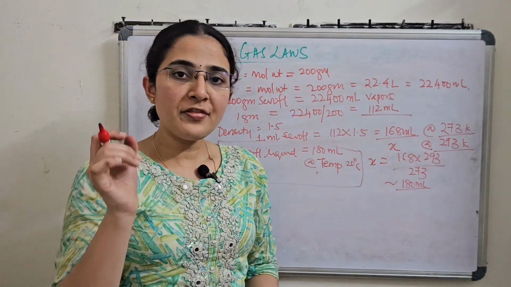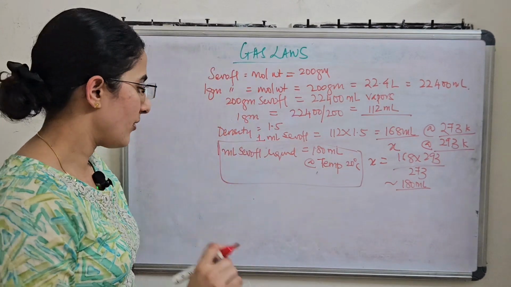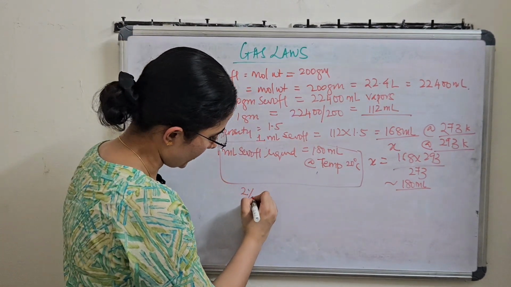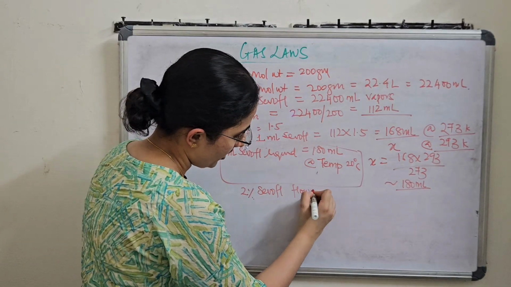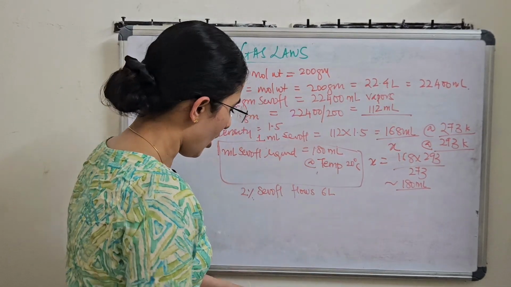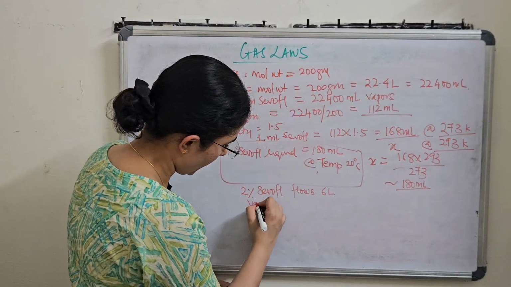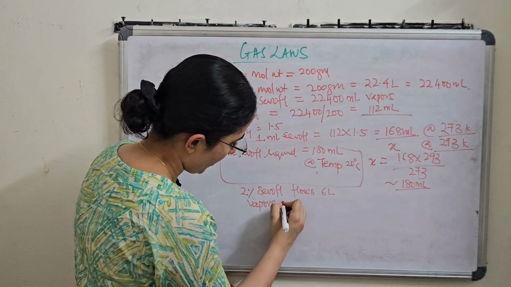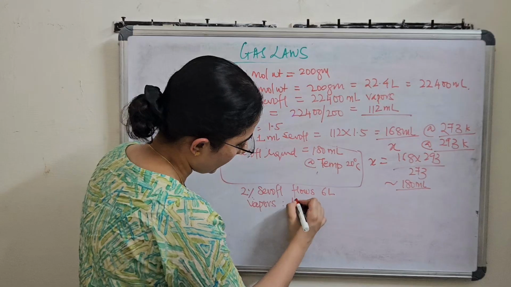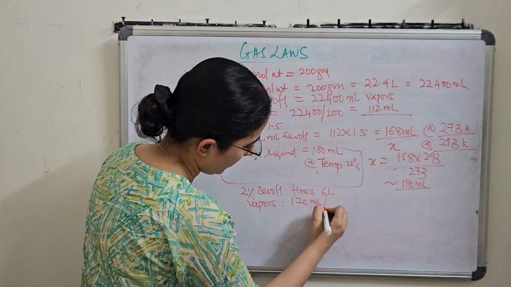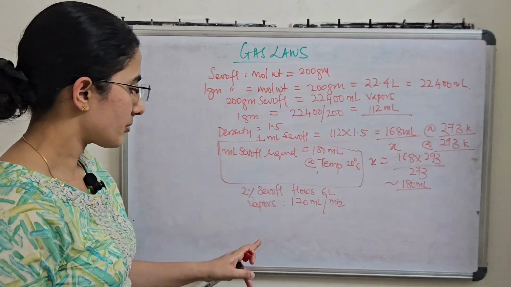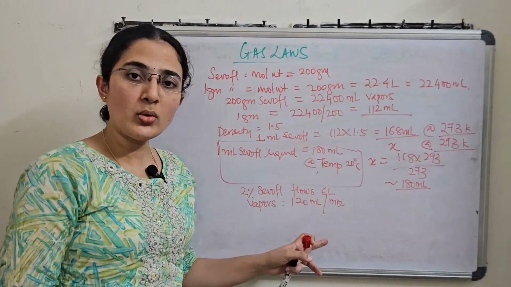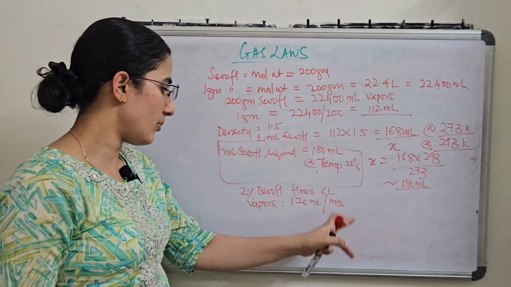Now, if we are conducting a case where we are using about 2% sevoflurane, and the flows are about 6 liters, how many ml of vapor is produced? The vapor that is produced is approximately 120 ml per minute. This will be the amount of vapor that is produced per minute.